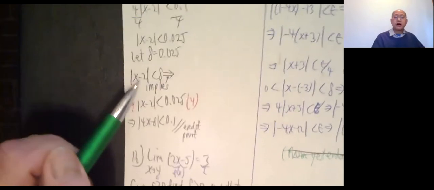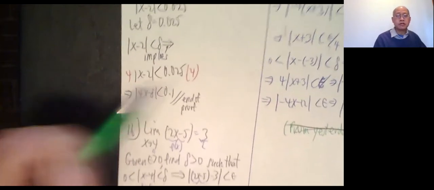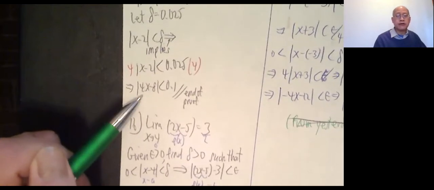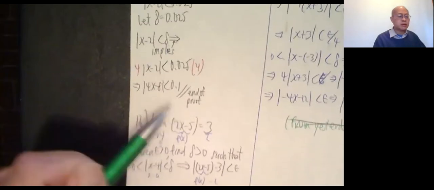So if the absolute value of x minus 2 is less than delta, which is 0.025, multiply both sides by 4, then it is true that the absolute value of 4x minus 8 is less than the given epsilon. That's what I was trying to prove. So that was 13A. You do the same thing for 13B.